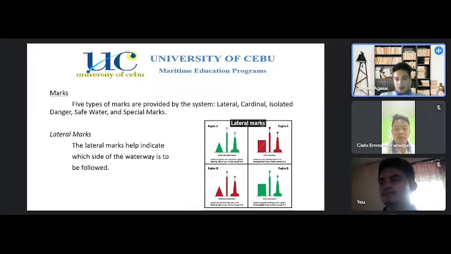So let's move on. Marks. Just like the learning outcome, there are six types of marks: the lateral, cardinal, isolated danger, safe water, and special marks. First, what are lateral marks? Lateral marks help indicate which side of the waterway is to be followed, and also indicate the edge of the passage. As we can see here, a picture of the lateral marks. We have region A and region B.